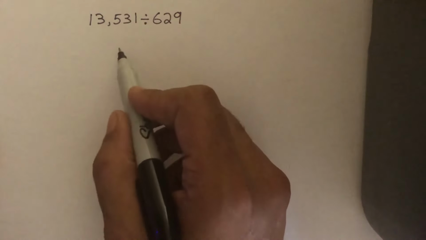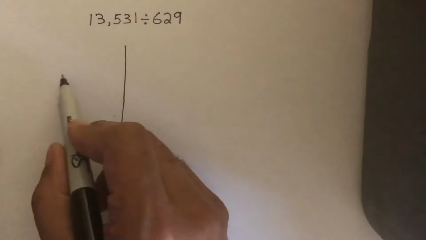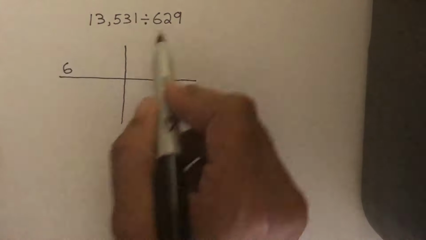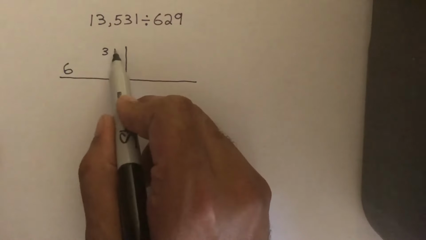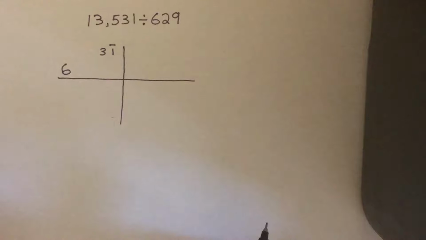Hello everybody, today we're going to divide 13,531 by 629 using the flag division method. So we're going to draw a vertical line to start and a horizontal line right here. We're going to put a 6 right here, and we're not going to put 2, 9, we're going to put 3, 1 with a bar underneath over the 1 to represent 30 minus 1.